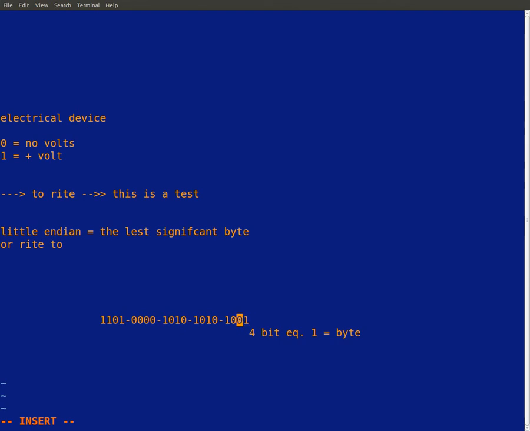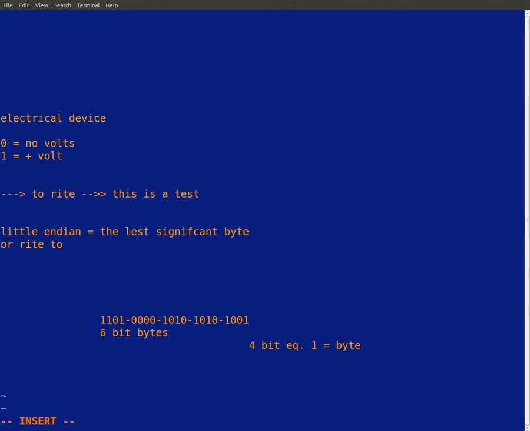This area is 1 byte. This area is another separate byte. And it contains 4 bits of information. It contains 4 individual bits of information. Same thing over here. This is a 4-bit byte. Now they actually did use 4-bit bytes back in the day. They also used 6-bit bytes back in the day.